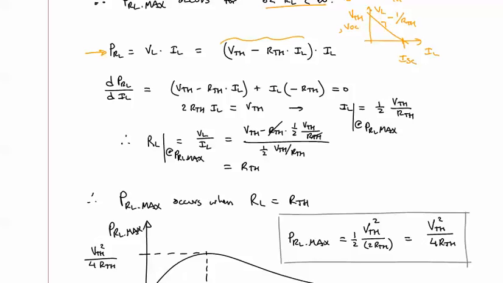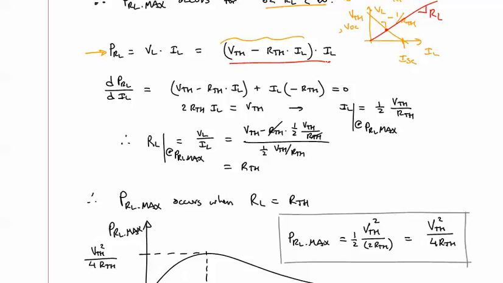Actually, if I were to plot the VI relationship for the resistance, I would have something like this. So I would have a straight line with a positive slope for my load resistance, because the voltage across the load is going to be RL times IL, and of course the solution is right here in the middle.